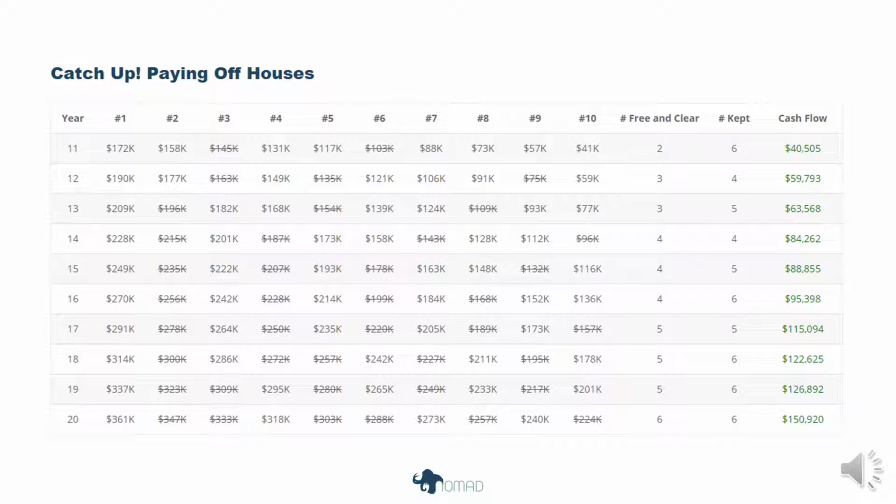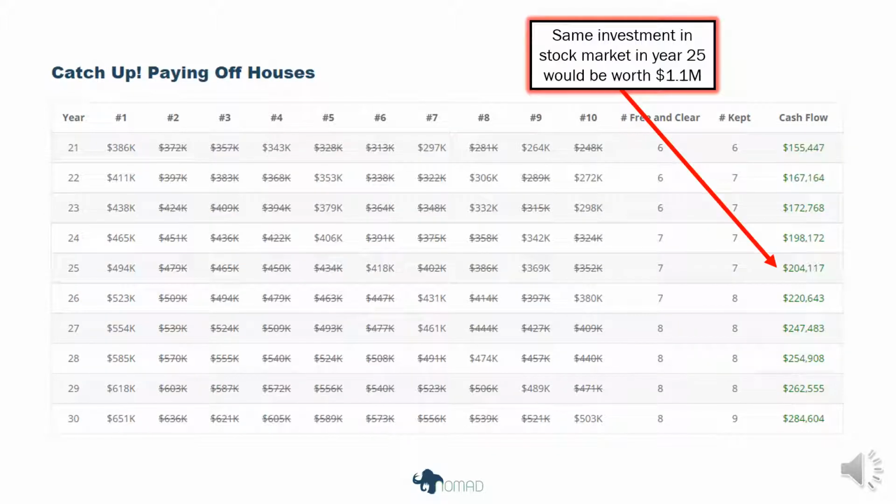By doing that, you end up having 6 properties, and all 6 of them are free and clear. They don't have any mortgages on them. Using that model, you now have $150,920 per year in passive income. Now realize that's in year 20, so it's probably closer to about $75,000 per year in passive income in today's dollars. Okay? Let's take a look at the next set of years. This is years 21 through 30.